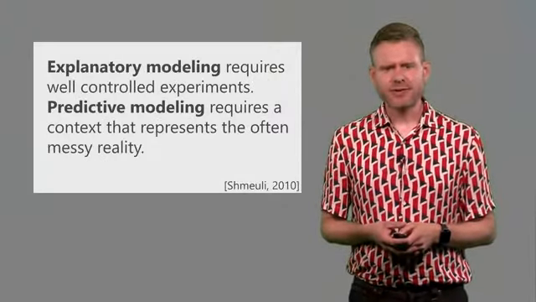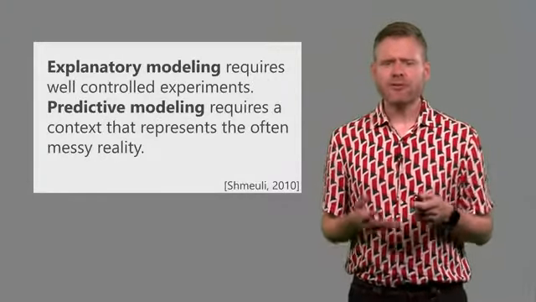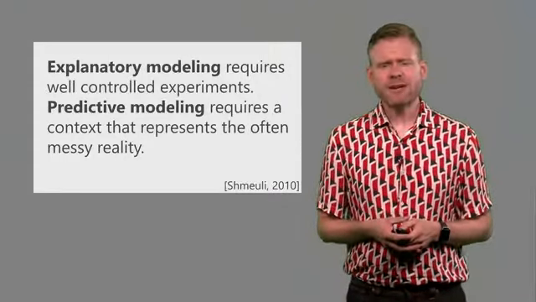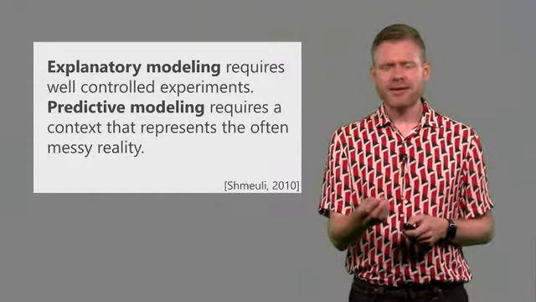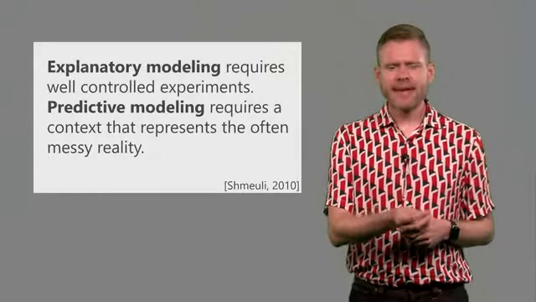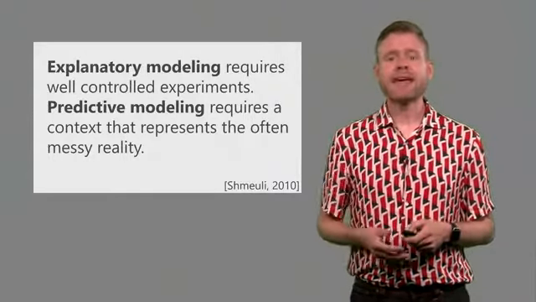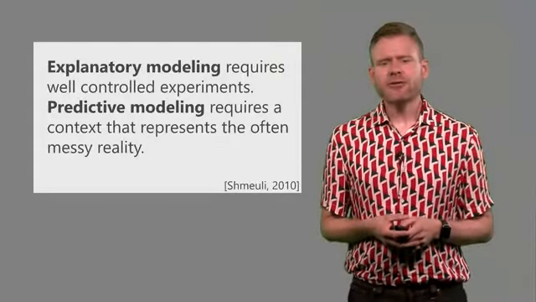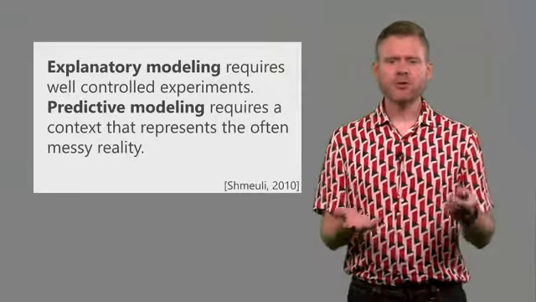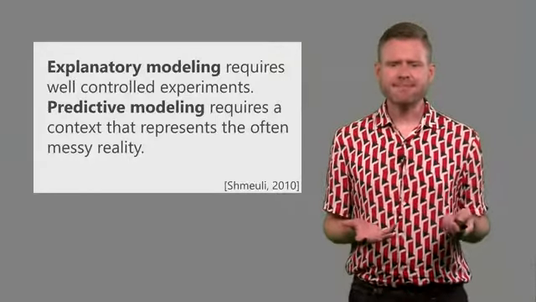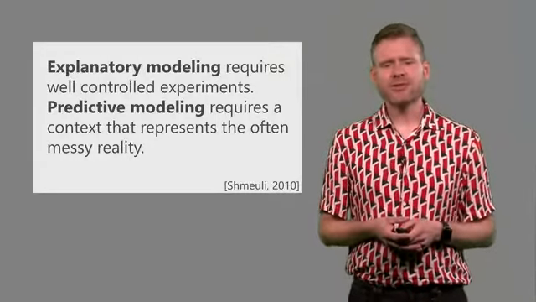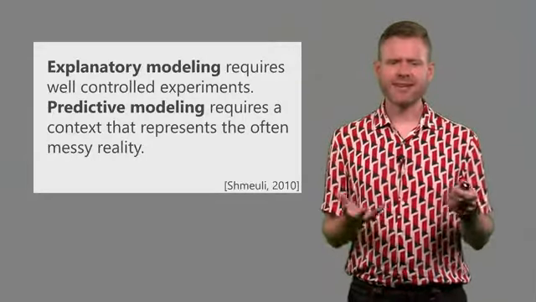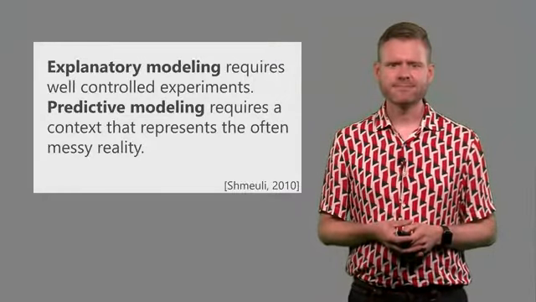Another interesting difference is that in explanatory modeling, we very often rely on well-controlled experiments. After all, we want to be able to pinpoint the cause of something, very often derived from a theory, and test whether this causal mechanism actually works as we predicted. In predictive modeling, we very often want to make predictions about real-world behavior, which is much more messy. So in this sense, we use a context that also represents this more often messy reality. So well-controlled environments are less important.